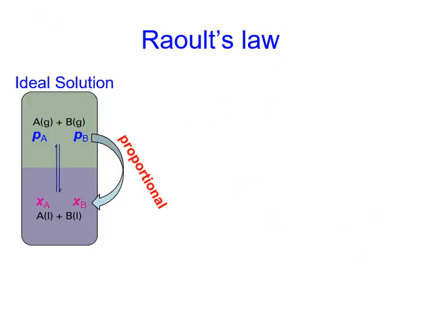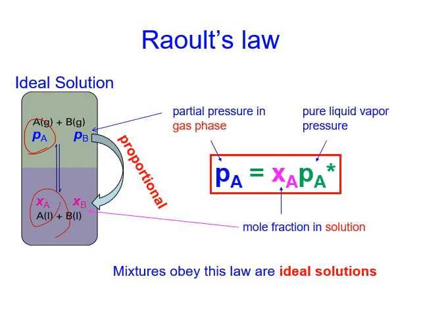If all these intermolecular interactions are the same, this kind of solution is called an ideal solution. For an ideal solution, the partial pressure of a molecule A in the gas phase and the mole fraction of A in the liquid phase obey Raoult's law. That is, the partial pressure of A in the gas phase is proportional to the mole fraction of A in the liquid phase times the vapor pressure of A when it's pure, and the star represents that the liquid A is pure liquid. So this is the pure A vapor pressure.